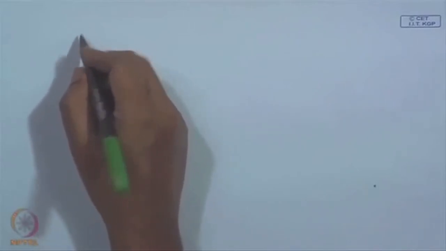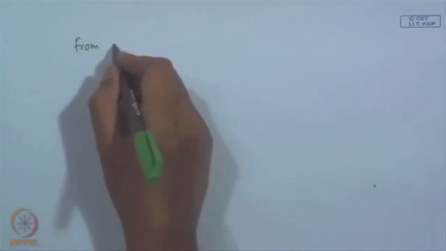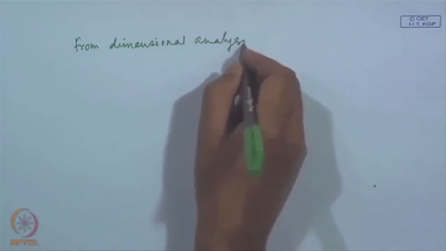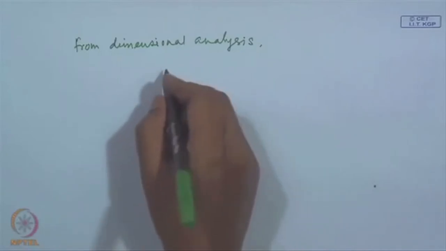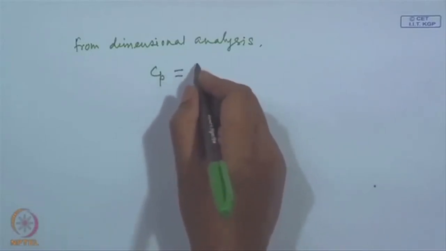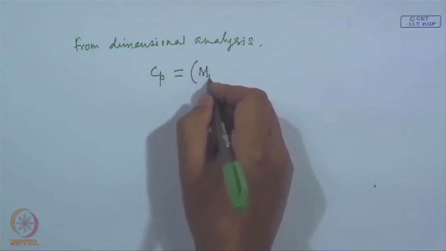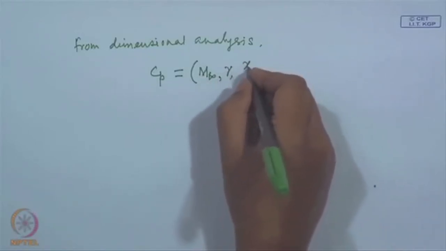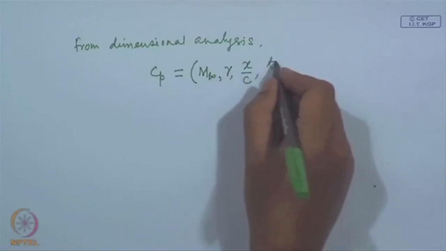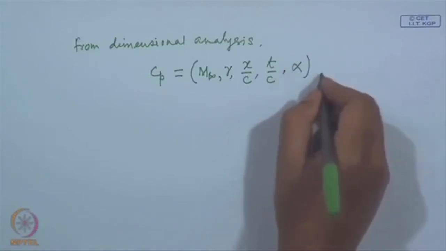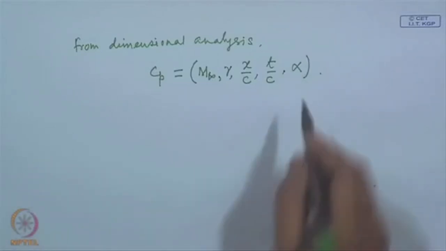Now, from dimensional analysis, we know that the pressure coefficient, or the pressure distribution on an airfoil, will be a function of the flow speed in terms of Mach number. It will be a function of the gas gamma and of course the coordinates x by c and t by c, and of course, if necessary, the angle of attack. Alpha in this case is the angle of attack.